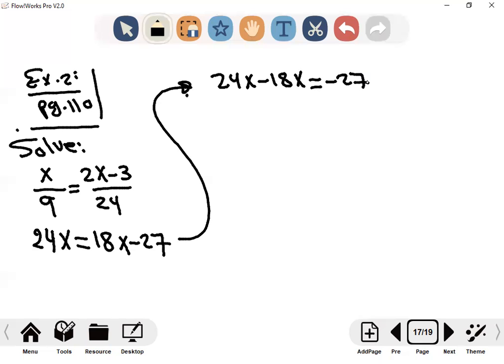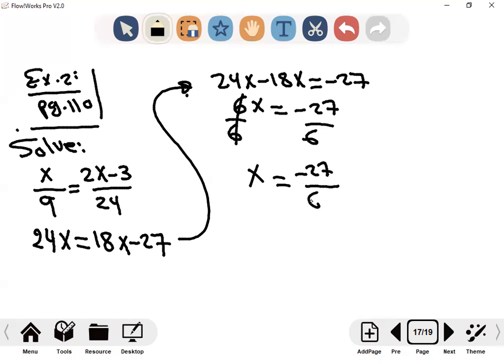24x minus 18x is 6x, right? So 6x equals negative 27. Now divide by 6 on both sides. x equals negative 27 over 6. You can simplify it. Divide by 3 up and down. It will be negative 9 over 2, which is negative 4.5. You can say negative 4.5. It's the same.